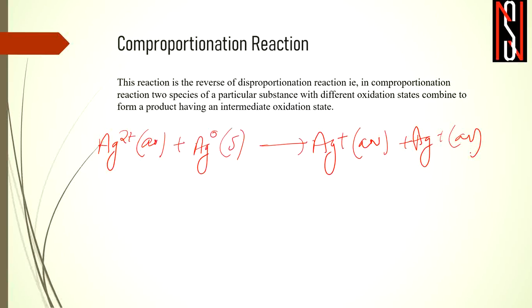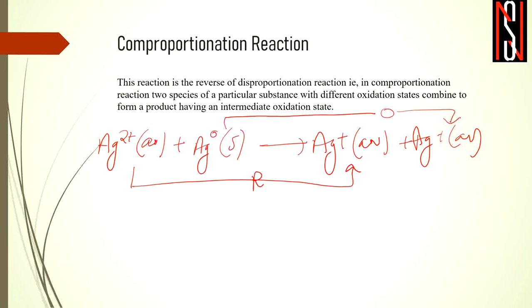Okay, so now in this process, actually Ag2+ is being converted to Ag+, so this would basically be a reduction process, where the Ag0 would be converted into Ag+. This would be an oxidation process, because in the first case the +2 oxidation state is being changed to +1, so the oxidation state is decreasing, therefore it would be named as a reduction process.